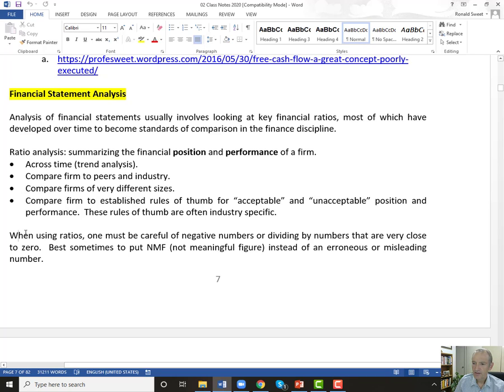Negative numbers, dividing by numbers, dividing by 0, you got to be really, really careful. And so what I've done in the Excel file I've given you is I'm using the term NMF. That means not a meaningful figure. That doesn't mean there's something wrong with your firm. It just means that that particular ratio cannot be calculated.